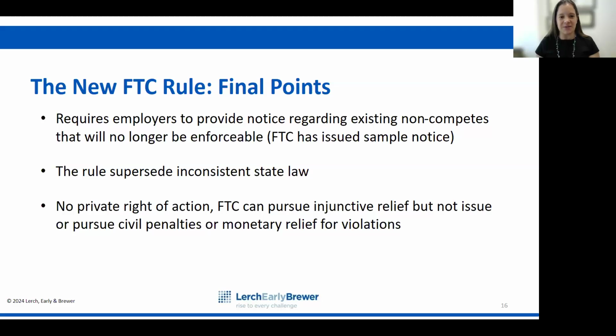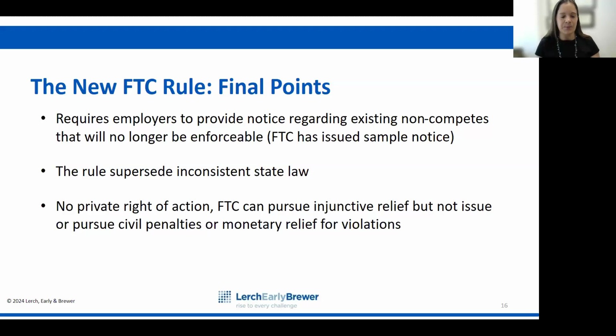And it's a little bit interesting for the FTC to be the one that's pushing this out. Something like this typically did not come out of the FTC. It is not known for getting into the weeds on employment issues typically, but there's no private right of action here. So someone cannot individually sue someone for violating the FTC's rule. Moreover, the FTC can pursue injunctive relief, but they can't issue any type of civil penalty or monetary relief for violations. So really where this is going to come into play is that employers just won't be able to enforce the agreements that they have. And to the extent they do so, the employees will have a defense.